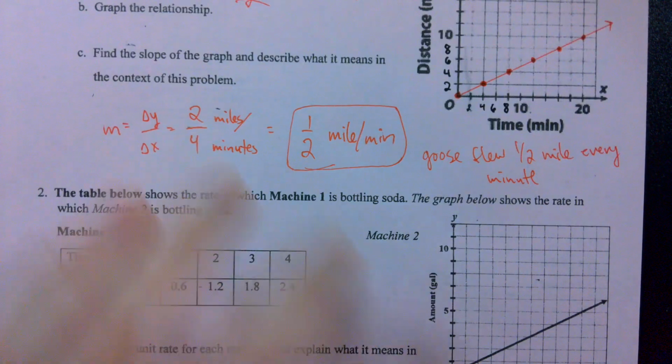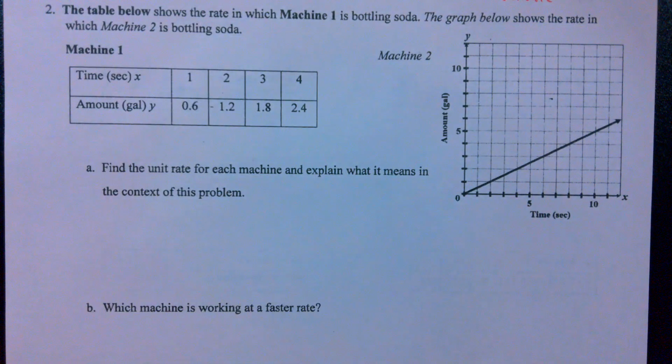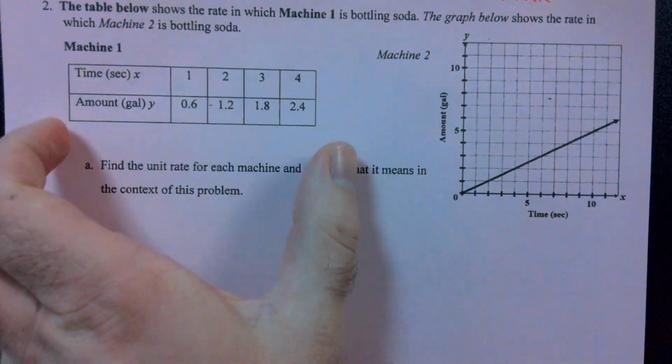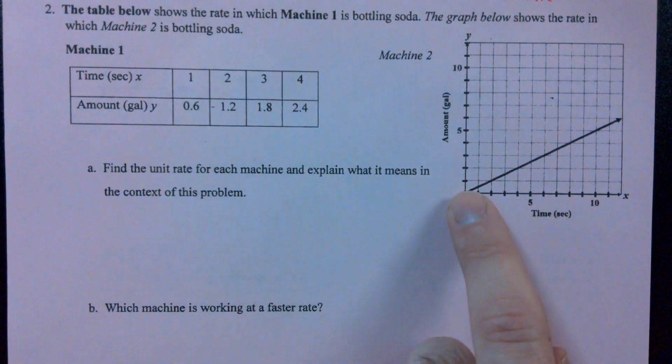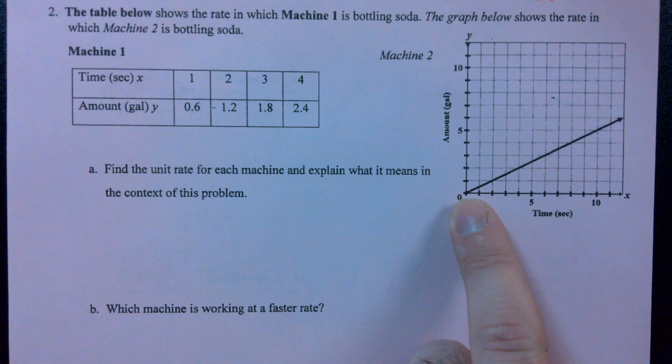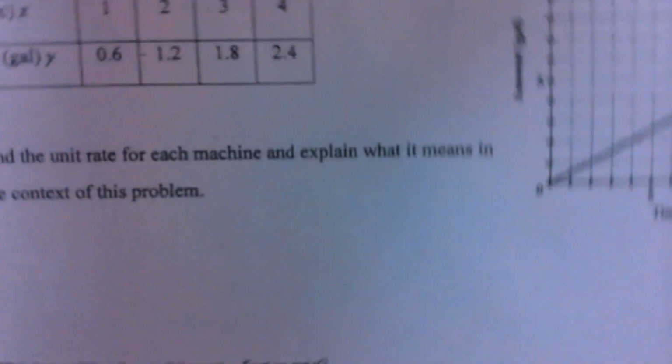Okay? Now for number 2, we're comparing 2 separate machines. Machine number 1 is represented with a table. Machine number 2 is represented with a graph. What is this graph missing in machine number 2? What do we normally see on a graph that I don't see here? Dots. I don't see any dots, so we got to make our own.